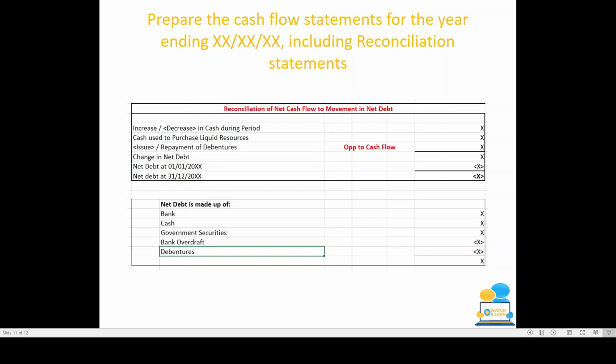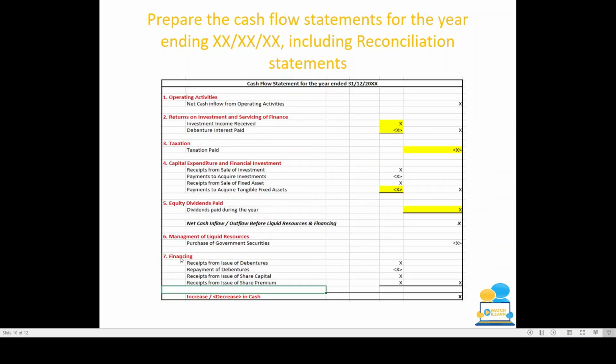Now, the next thing we have to do is to prepare a reconciliation of net cash flow to movement in net debt. So here we're going to start off with the increase or decrease in the cash during the period from the previous part of the question we just looked at there from the cash flow statement. We're going to add in cash used to purchase liquid resources, which is the government securities. Then we're going to include issue or repayment of debentures. So the easy way to remember this is the opposite sign of whatever the figure was in the previous part.